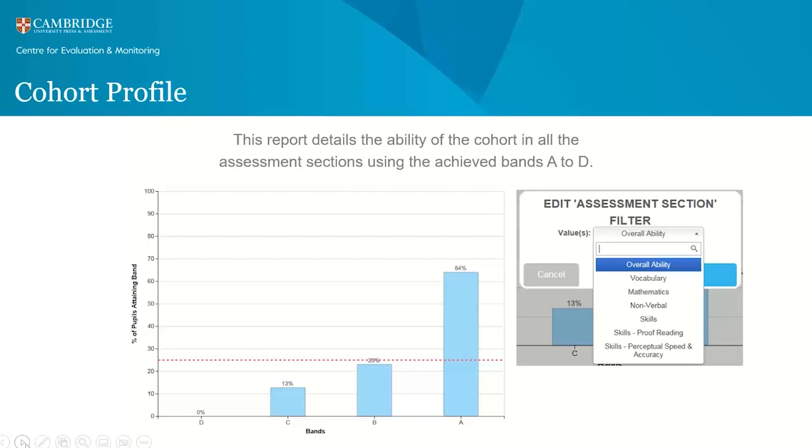On this particular cohort profile, you can see that 64% of the students in this year group fall into the category of band A. But you can filter that down as well when you're on the dashboard if you just want to see what students' ability levels are in terms of vocab, maths, non-verbal skills. You can select those in the filter and it will show you very specific information about your cohort.